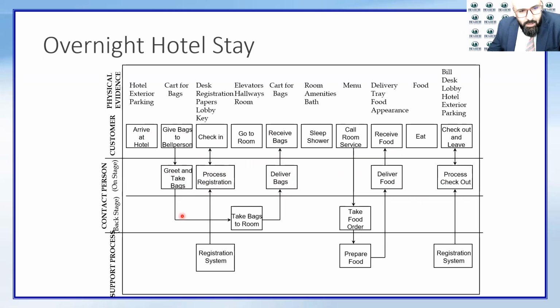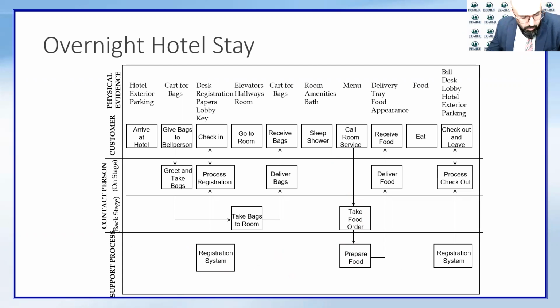And now in the backstage, this is some of the behind the scenes work that you will do. They take bags to the room. This is something behind the scenes. Take food order. Now this is where the customer calls, and then they will have to go to the kitchen to support it. This is where we have the supporting process, system registration using the system. So this is what a blueprint looks like.